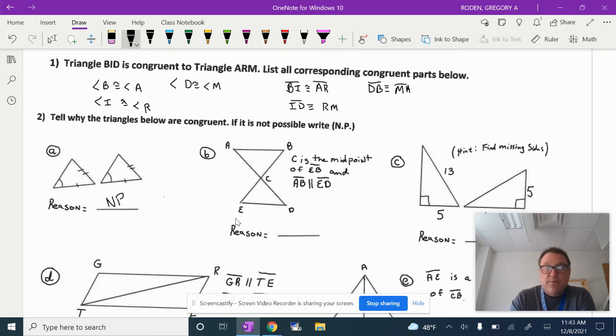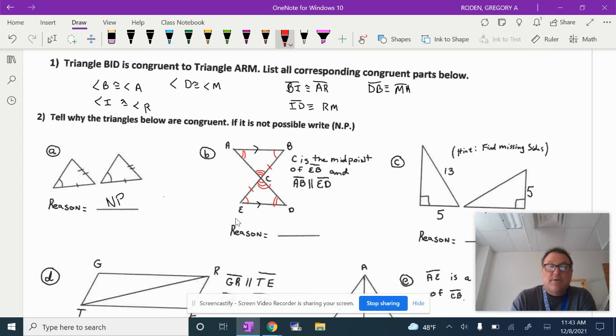Okay. All right. So the next one after that, there's a couple things you can do on this one. If these lines are parallel, then you know that these two angles here are congruent, and you know that these angles right here are congruent because of alternate interior angles. You also know that C is the midpoint of EB. So you know that CB is congruent to EC. And we have another piece of information here. We know that these two angles here are congruent because of vertical angles.